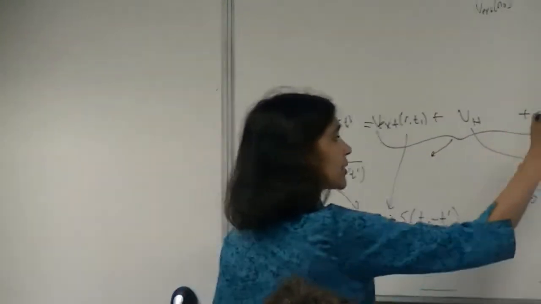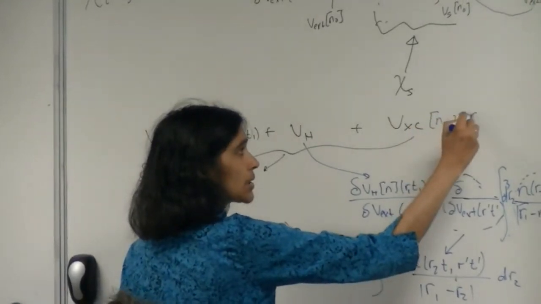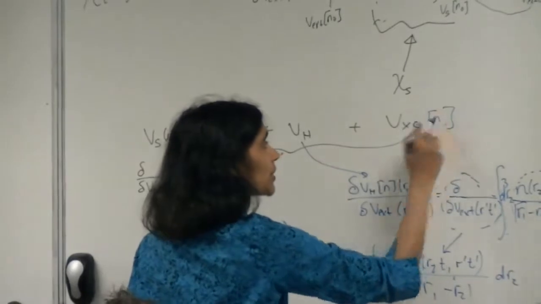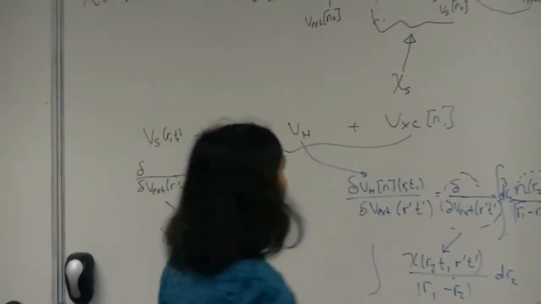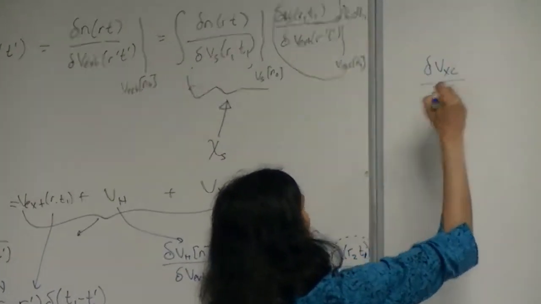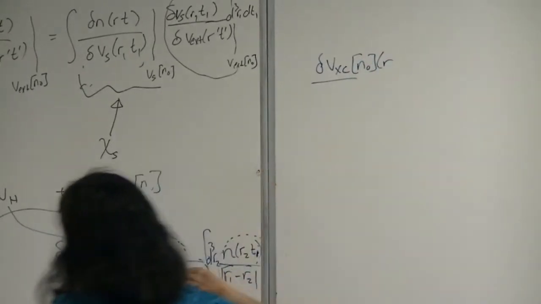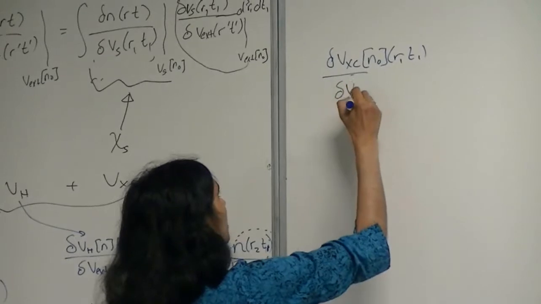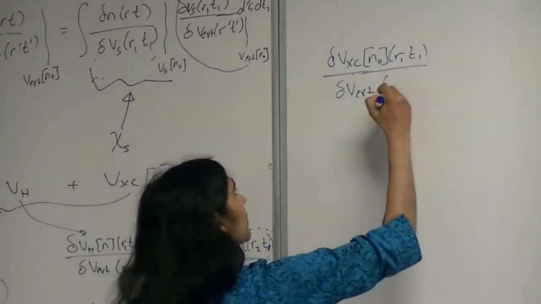Okay, so now we get to the tricky part. Now we have to turn to this term here, right? And here it's more complicated, but not so much more complicated. So we have delta Vxc, as a function of n0, at R1, T1, over delta V external, at R prime, T prime.